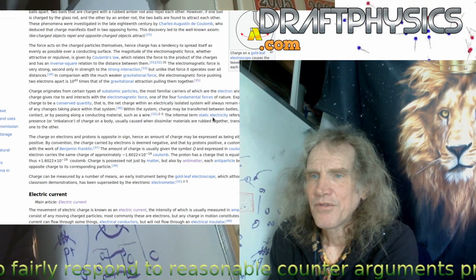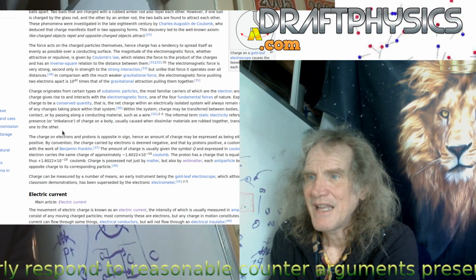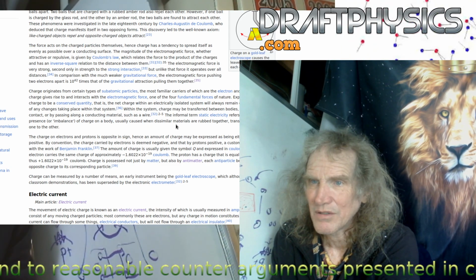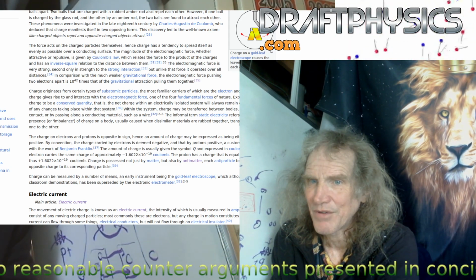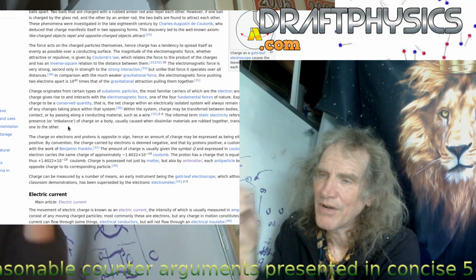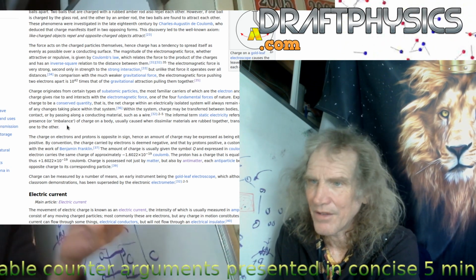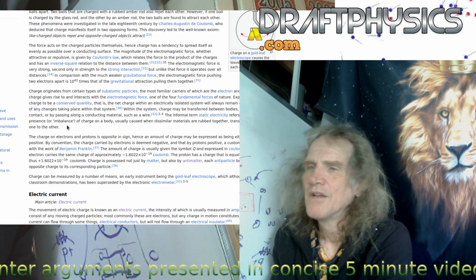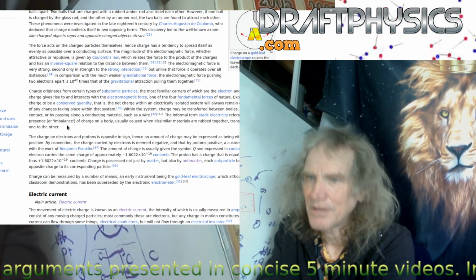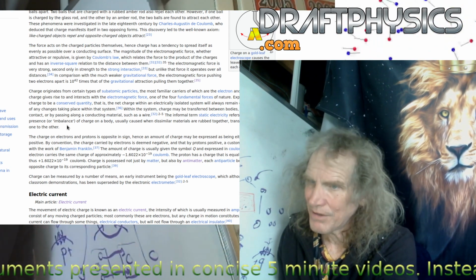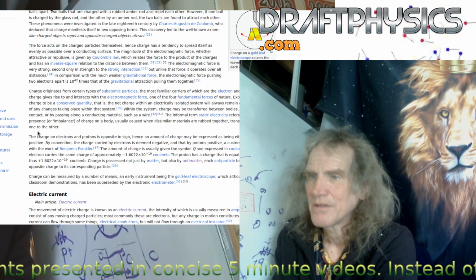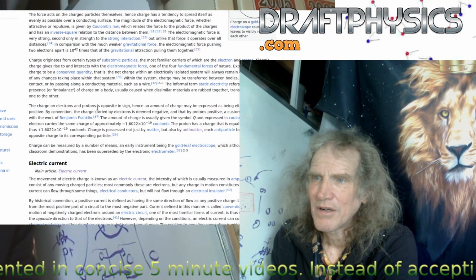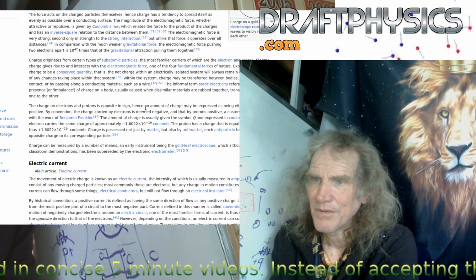All right, the informal term is static electricity, which refers to the net presence or imbalance of charge on a body, usually caused when dissimilar materials are rubbed together, transferring charge from one another. Transferring electrons. You can't transfer anything other than the electrons. You can't transfer protons. You can only transfer electrons. So you're either increasing the pressure by adding electrons, or you're decreasing the pressure by subtracting electrons. They ought to get that really clear. The charge on an electron and proton is opposite in sign, so we all know that.